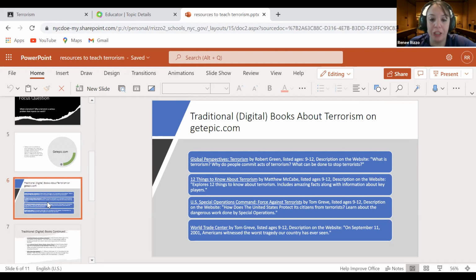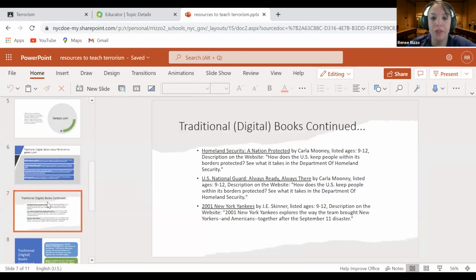U.S. Special Operations Command: Force Against Terrorists by Tom Grieve, listed ages 9 through 12. Description on the website: How does the United States protect its citizens from terrorists? Learn about the dangerous work done by Special Operations. World Trade Center by Tom Grieve, listed ages 9 through 12. Description on the website: On September 11, 2001, Americans witnessed the worst tragedy our country has ever seen.